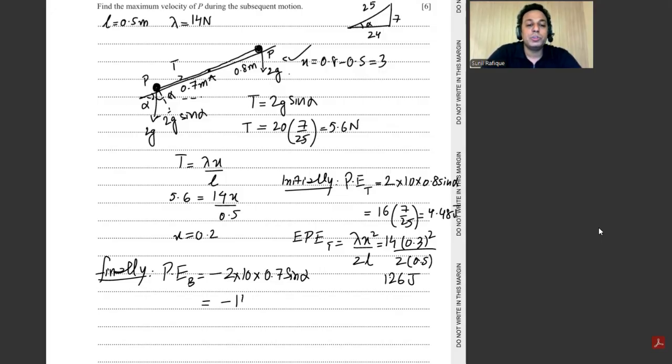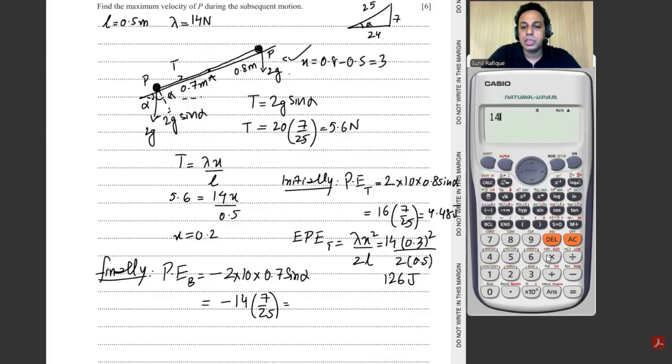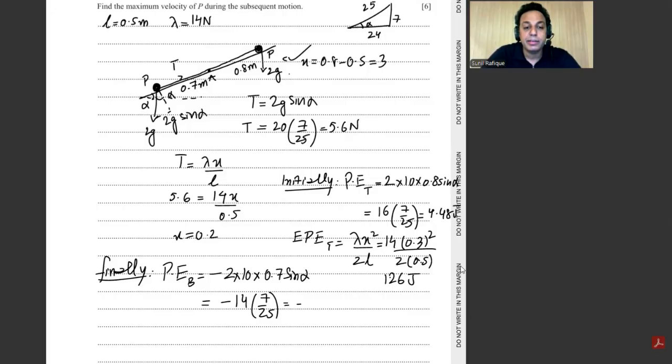So that's going to be 14 times 7 over 25. And that is negative 3.92 joule. And again, the elastic potential energy does not depend on the sign, like above or below. It just depends on the extension.